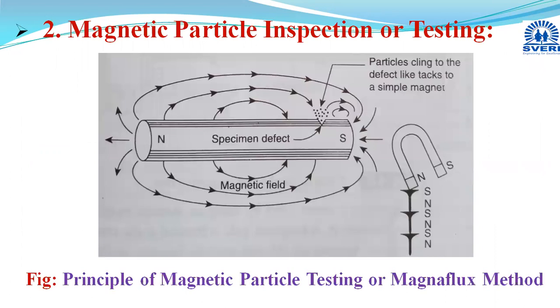Then the second type here is magnetic particle testing, or magnetic particle inspection. Now in the slide which is visible on your screen, I have highlighted the working principle of magnetic particle testing.